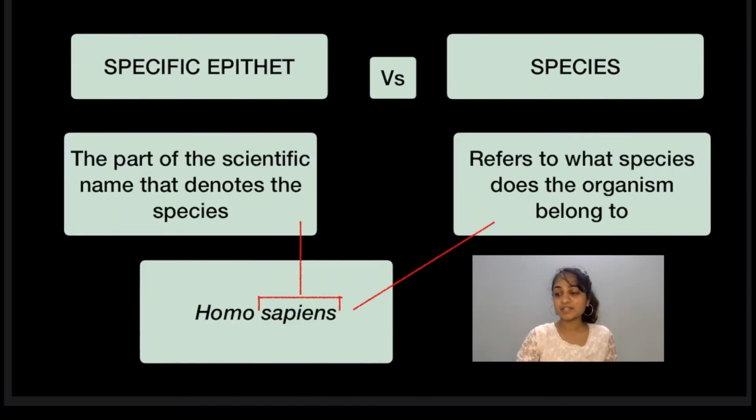So to clarify this further, we belong to the species sapiens. We are all Homo sapiens, and the sapiens part of this scientific name is the specific epithet. And what species do we belong to? The answer is sapiens. So I hope that was clear. I know it can be a little confusing and sometimes it is used interchangeably, so I wanted to clarify that.